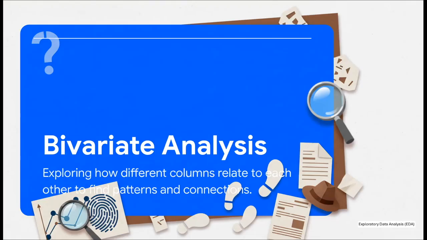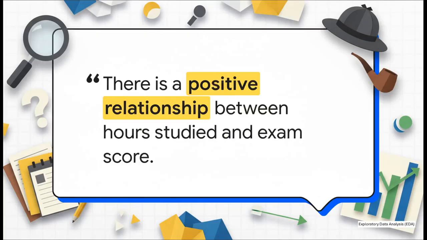But the real magic happens when we bring two variables into the interrogation room together. This is bivariate analysis. We're asking how two pieces of evidence relate. Does one influence the other? This is where we find the connections that can crack the case wide open. And in our student data case, this is the breakthrough. When we compare hours studied and score, we find a really clear pattern. Students who study more tend to get higher scores. The connection is made, case closed.